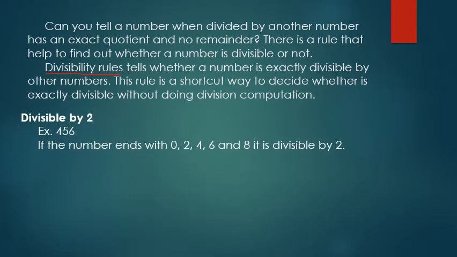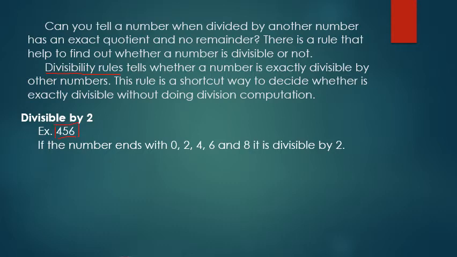Okay. Pag divisible by 2, hindi na natin kailangang i-divide sa 2 yung isang number. For example, sa 446. If the number ends with 0, 2, 4, 6, and 8, it is divisible by 2. Ano ibig sabihin yan? Pag nagtatapos daw po yung number sa 0, 2, 4, 6, 8, siya po ay divisible sa 2.